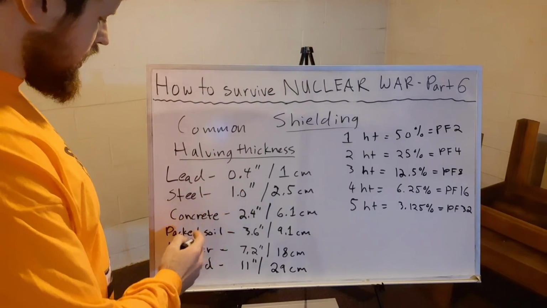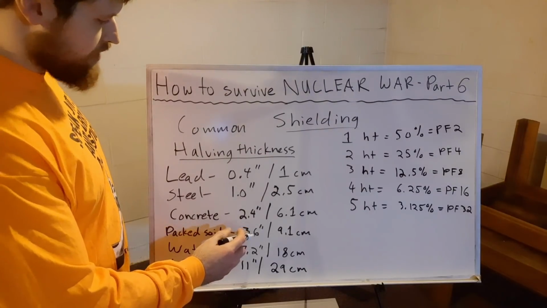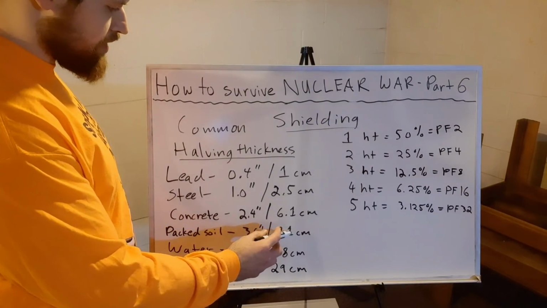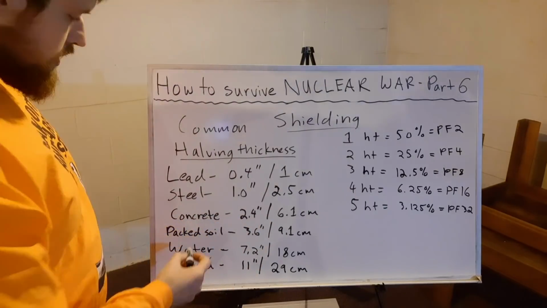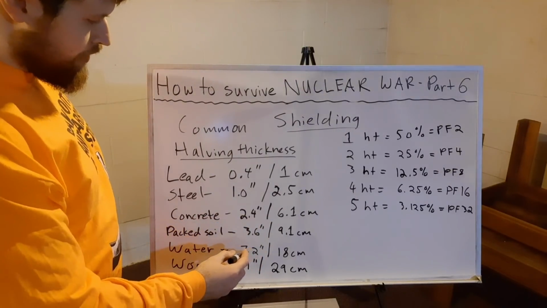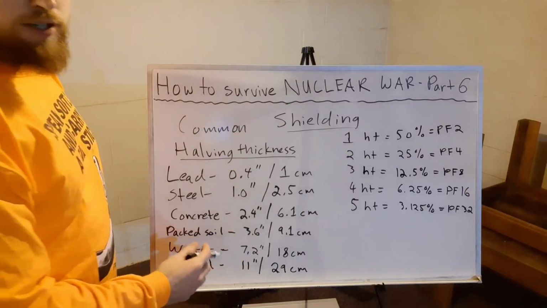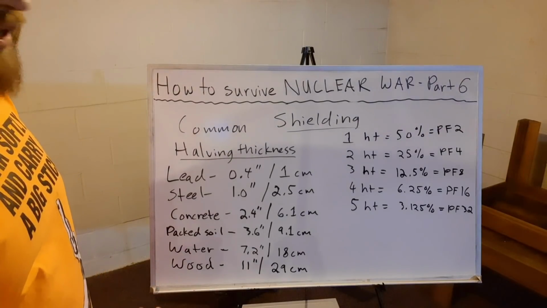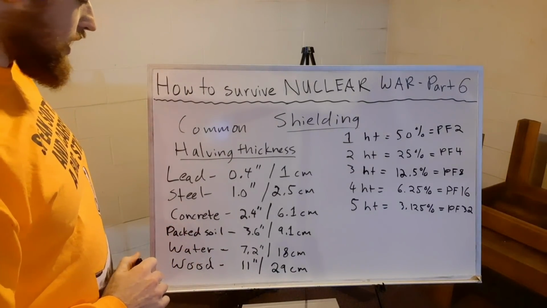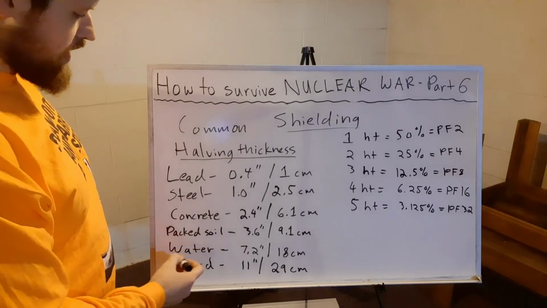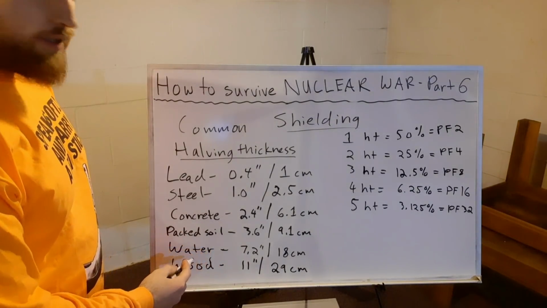So moving on from concrete, you have packed soil. 3.6 inches of packed soil or 9.1 centimeters of packed soil will reduce radiation by 50%. And then you have water. Believe it or not, water is actually good radiation shielding. And water is used in nuclear power plants for protecting from radiation. And water is very good at shielding neutron radiation.